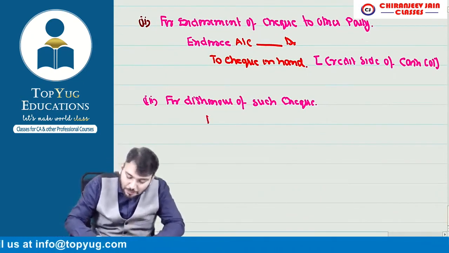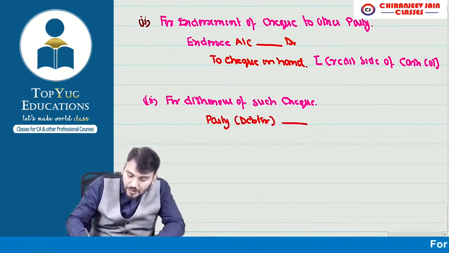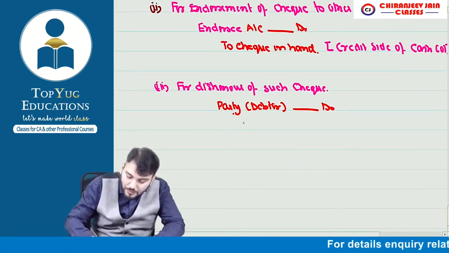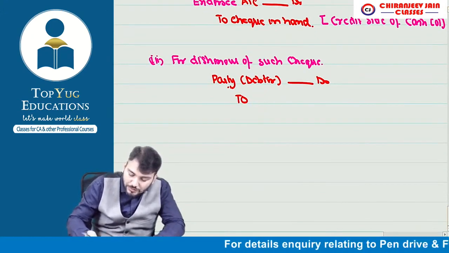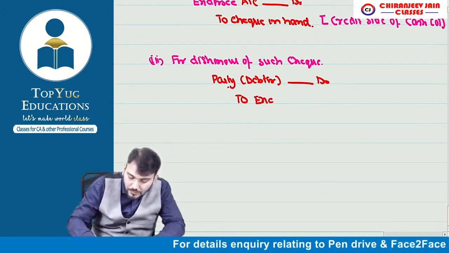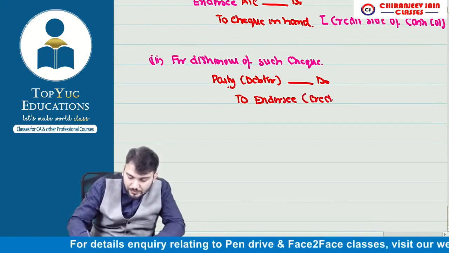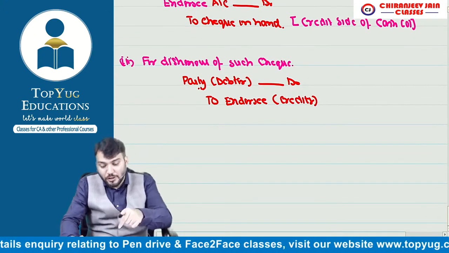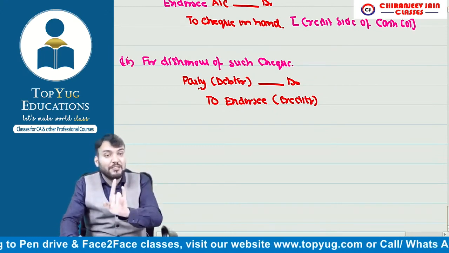So can I say it is party or we can say debtor account debit to what? To endorsee. And the endorsee is normally a creditor. Correct. So can I say this transaction will not be recorded in the cash book? This can be a big mistake. Dishonor of such check will never be recorded in the cash book.